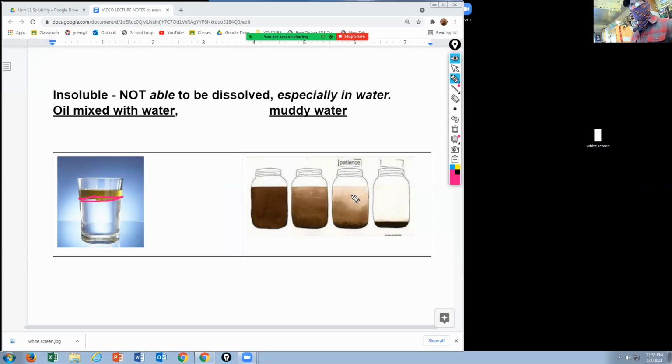Same thing with this muddy water. These little particles of sand, they don't dissolve. They go down on the bottom of this container and will sink to the bottom, and they'll form what's called a precipitate, which we're going to talk about probably in about 30 seconds. But that is what insoluble is. And you will work with this word a lot. So we're going to have lots of insoluble solutions, and we're going to have a lot of soluble solutions.